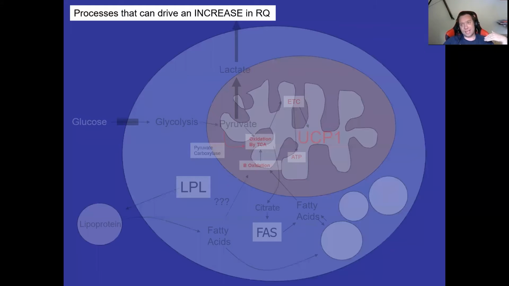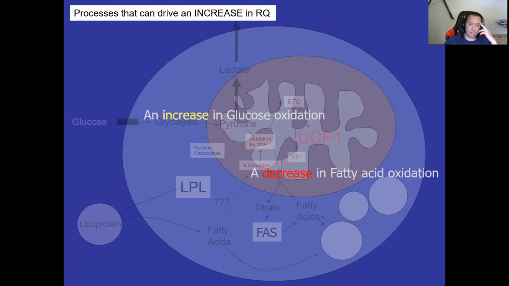So given that glucose oxidation leads to a high respiratory quotient and fat oxidation leads to a low respiratory quotient, it's not surprising that if you just increase glucose oxidation, you will increase your respiratory quotient. Equally, decreasing your fatty acid oxidation will also increase your respiratory quotient. A decrease in fatty acid transport, so there's less fat coming into cells, can potentially also lead to an increase in respiratory quotient because there's less fuel for oxidation. Therefore, glucose oxidation becomes a larger proportion.